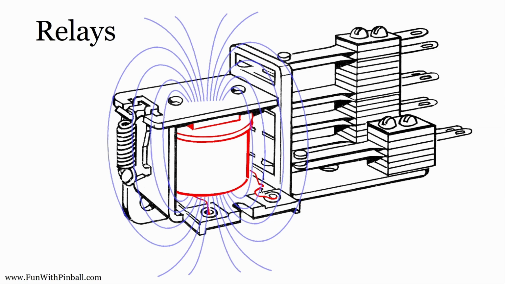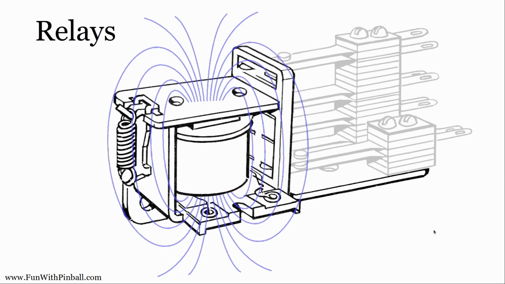So it's going to want to pull down on that armature piece, which is, can I reach? I don't know where my mouse is. Well, the top plate there at the top of the coil is going to move down.